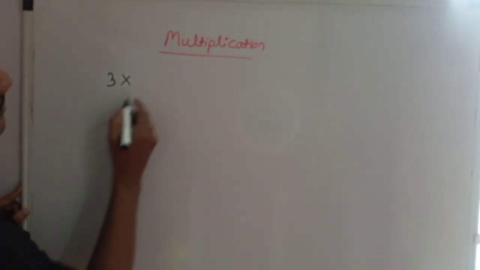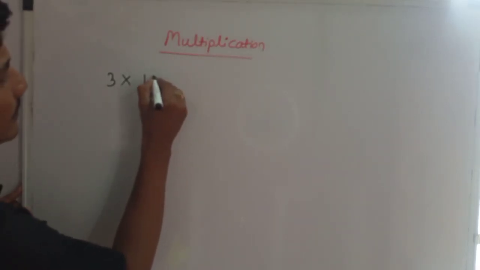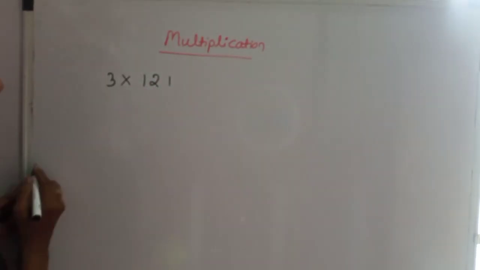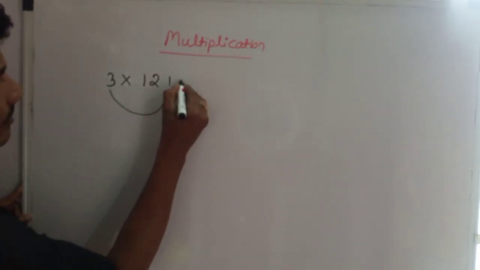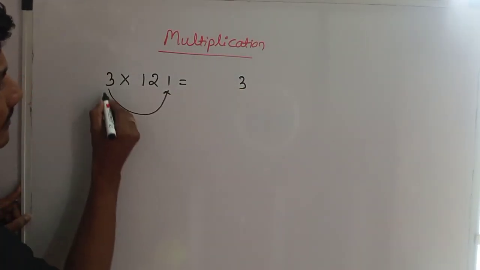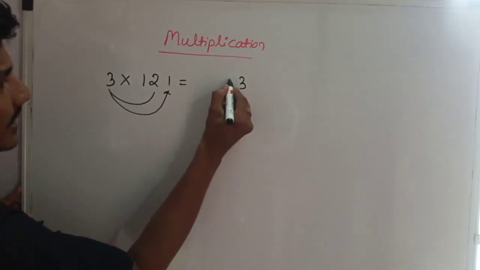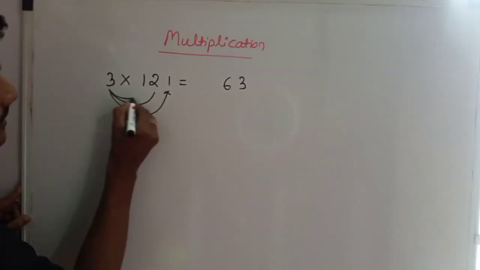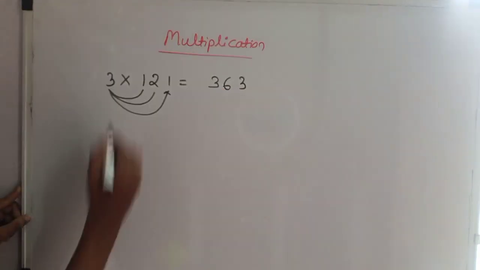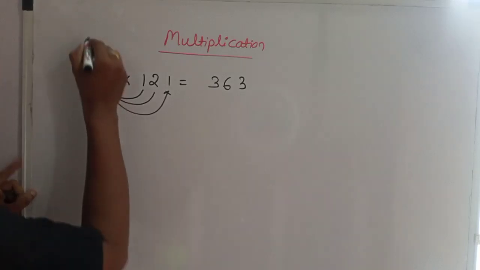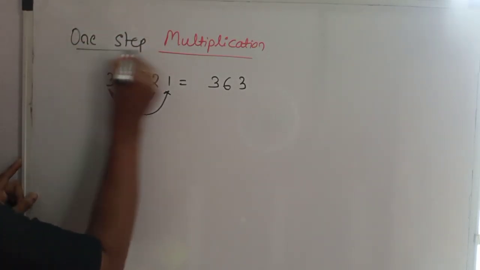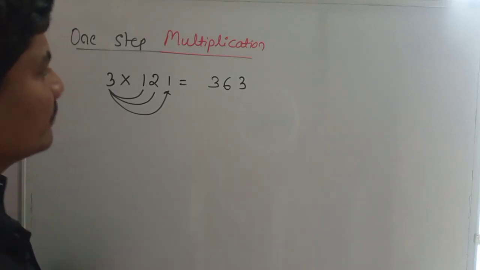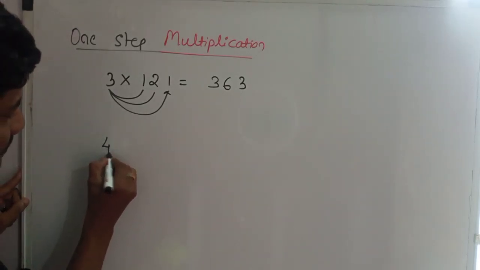3 into 121. 3 into 1 is 3. 3 into 2 is 6. 3 into 1 is 3. 363 is the answer. That is what we call one step multiplication. In one step we will get the answer.